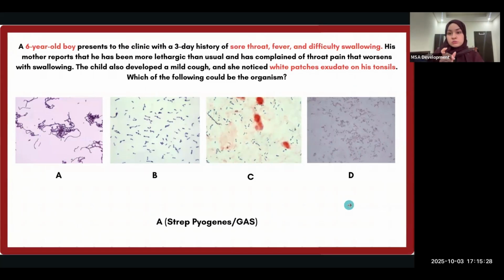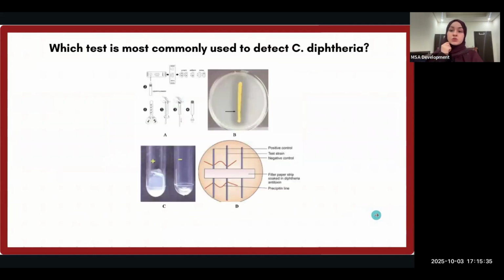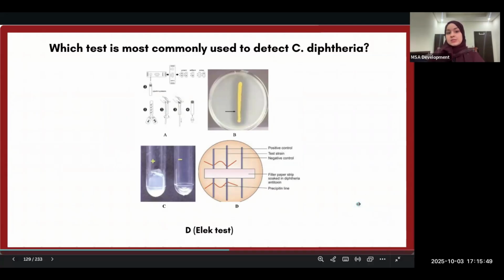It is gram-positive cocci in chains. Okay. Also known as group A strep. Okay. Next, which test is most commonly used to detect corynebacterium diphtheria? I just explained this, so D, Elek test.